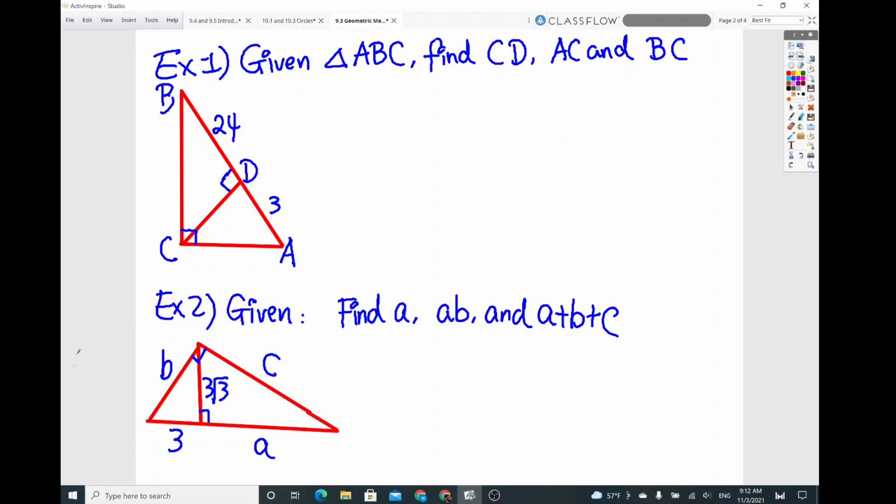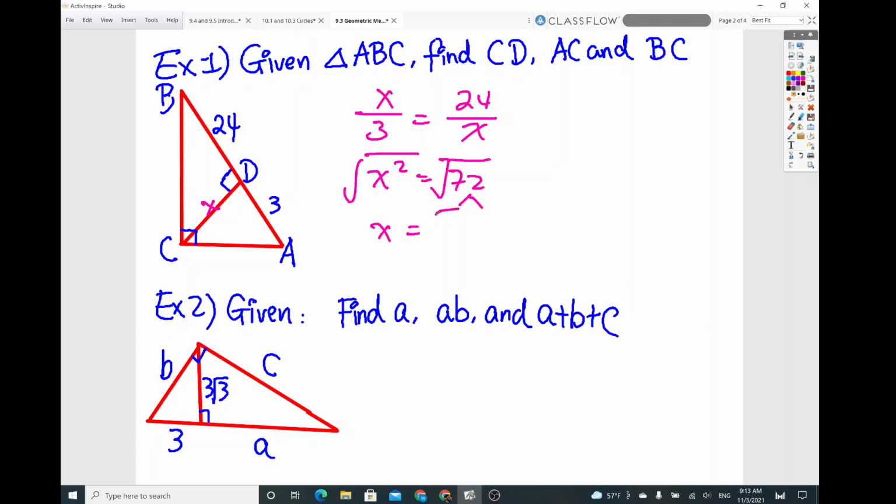One thing at a time. Start off with CD, and let's say that's X. Using the geometric means, X over 3 equals 24 over X. Cross multiply, so we have X squared equals 3 times 24, which is 72. Take the square root of a non-perfect square number: break it apart into a perfect square and a non-perfect square, 36 and 2. So the answer is 6 root 2 for CD.